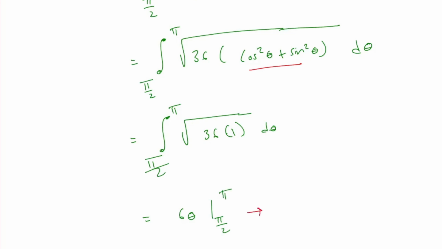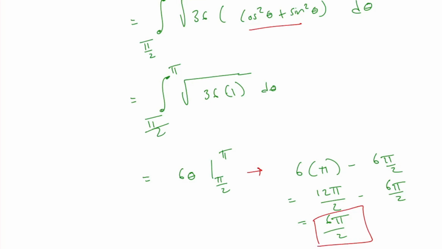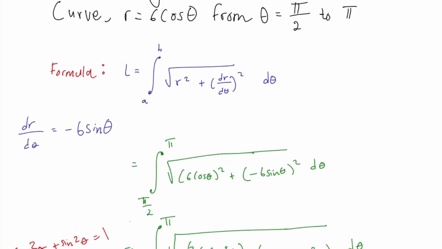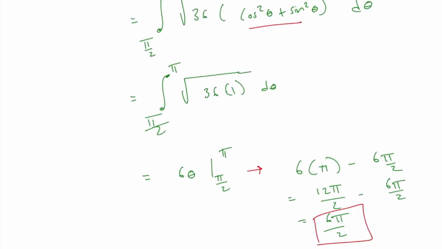And our final step, once we plug everything in, we should get our final answer, which is going to be 6 times pi subtract 6 times pi over 2. Now, once we multiply by 2 on both sides, it's going to be 12 pi over 2 minus 6 pi over 2, and we end up with 6 pi over 2. So the final answer to this problem is 6 pi over 2. Therefore, the arc length of the polar curve in this case would be 6 pi over 2.